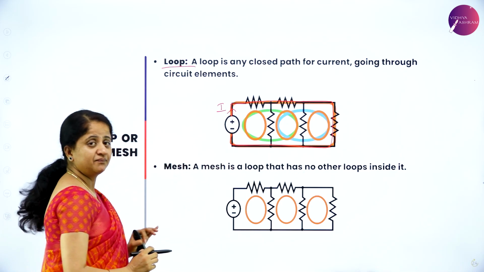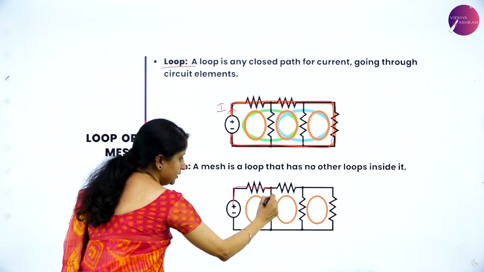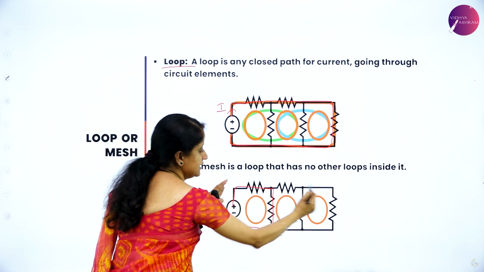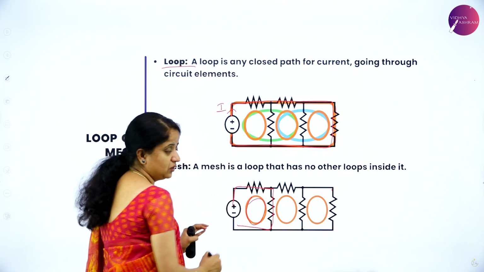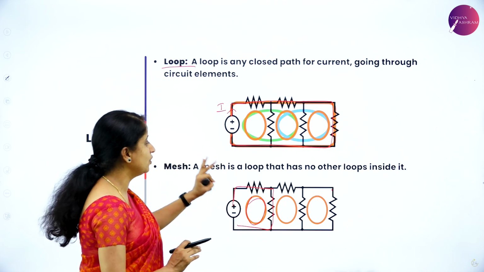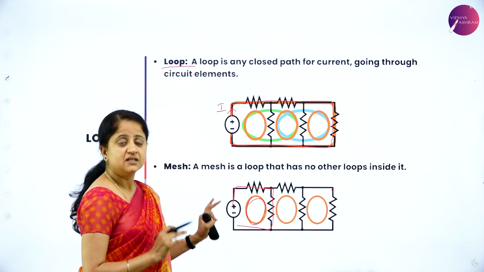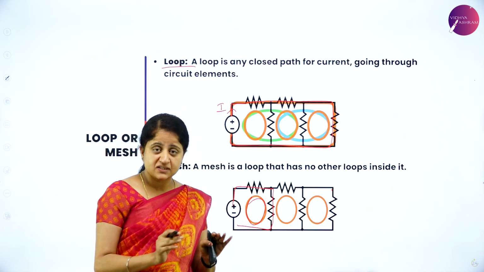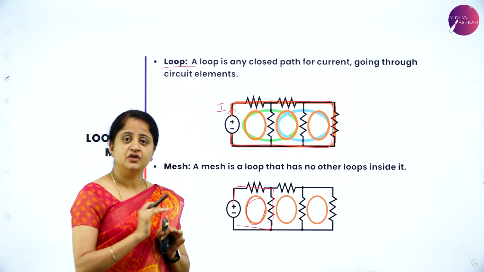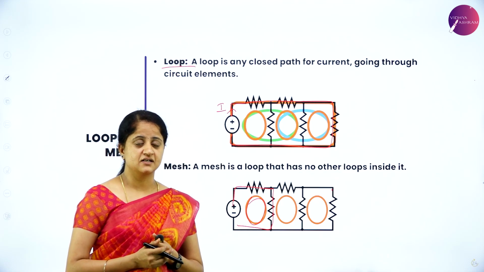Now what is a mesh? A mesh is also a loop that has no other loops inside it. So a mesh is generally a closed path which has no other loops inside it. Generally current flows in a closed circuit. So a loop is again a closed path for current to pass through in an electrical circuit.